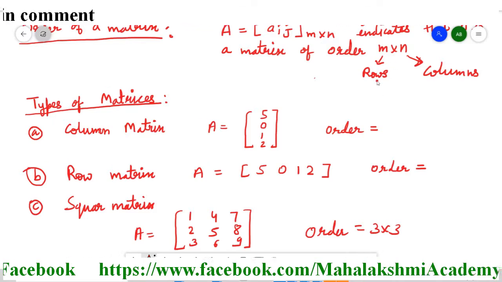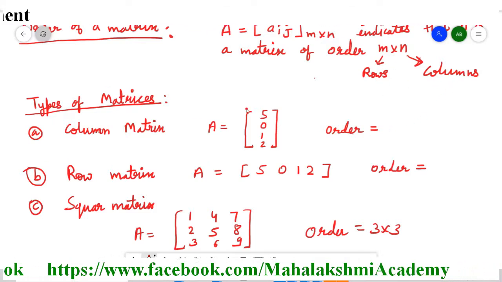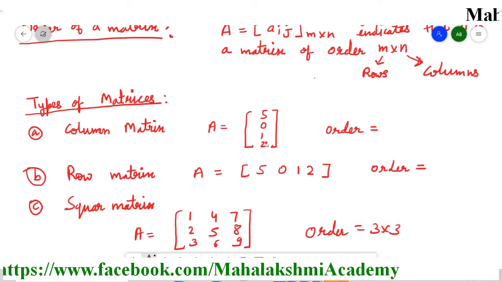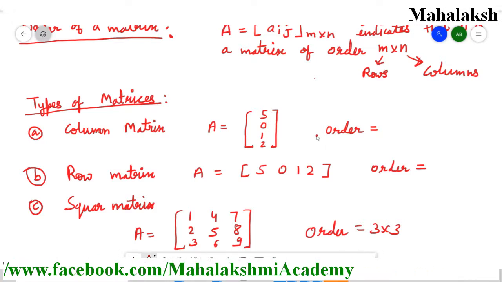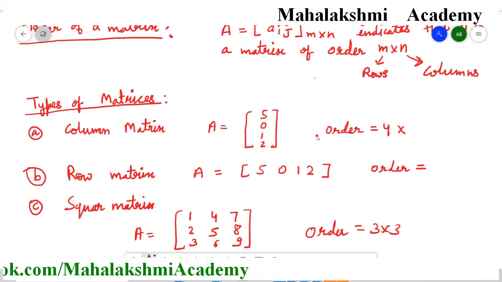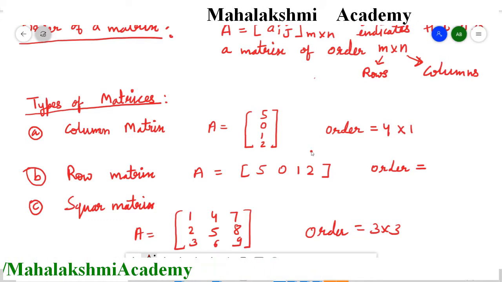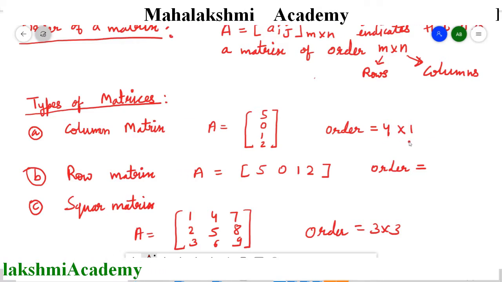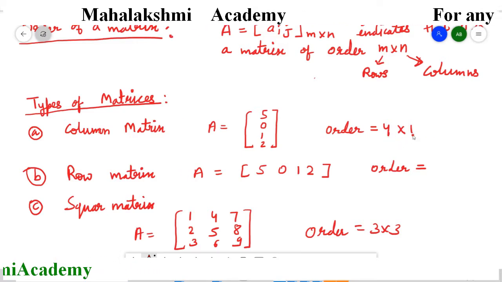First we have to write down the rows and then the columns. So how many rows does it have? 1, 2, 3, 4. 4 rows. So its order is going to be 4 by 1. So it is read as 4 by 1. 4 by 1 means 4 rows and 1 column.